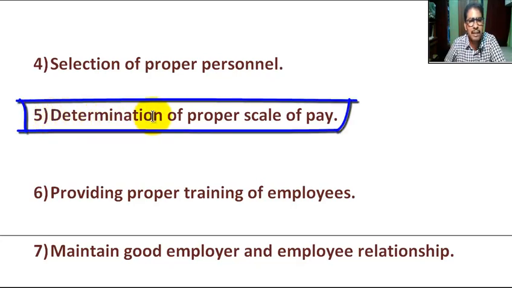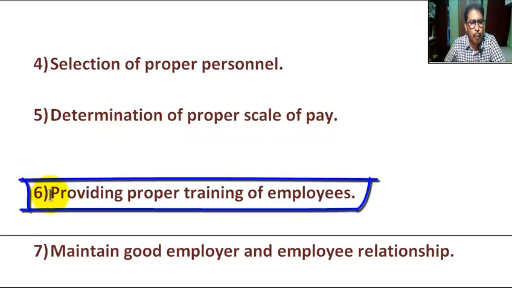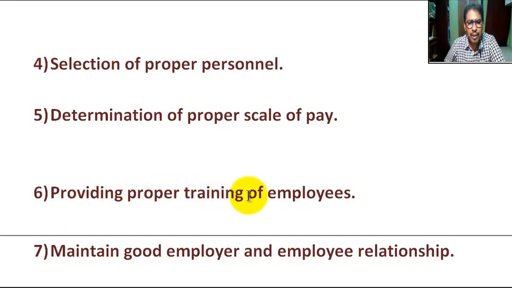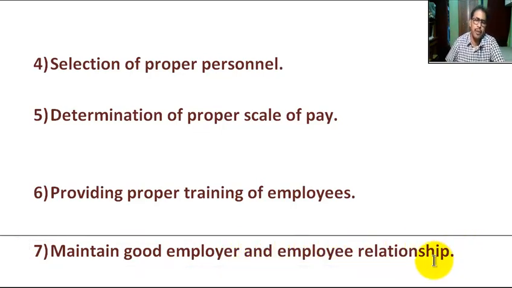Number 5, determination of proper scale of pay as per rank and responsibilities of the staff. Number 6, providing proper training of the employees. Number 7, maintain good employer and employee relationship.